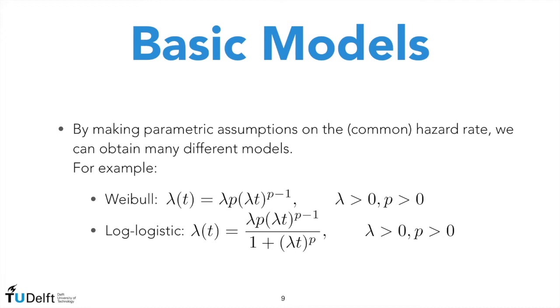Why is the Weibull model interesting? Because take the parameter p. If p is equal to 1, our Weibull model immediately reduces to the exponential model. If p is greater than 1, what we have is that risk increases over time, while if p is smaller than 1, risk decreases over time. On the course platform, you will find more details.